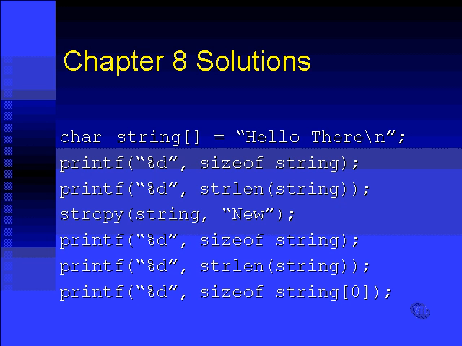Okay, first of all, the size of the string. Well, what's the size of the string going to be? It's "hello there". That's 5 letters for hello, plus a space is 6, plus another 5 for there is 11, plus a new line is 12, plus a null is 13. So 13. How about the length of the string? Well, that's everything except the null, so that's 12.